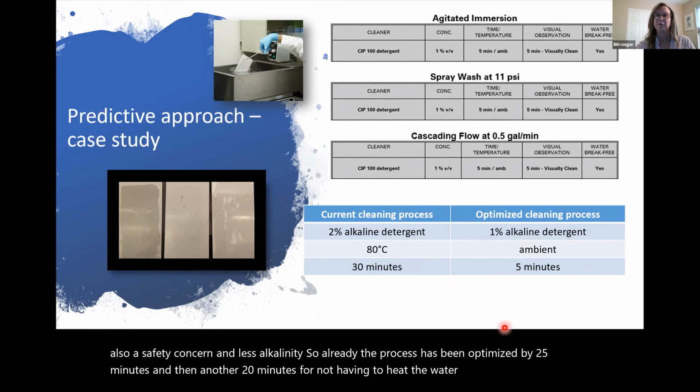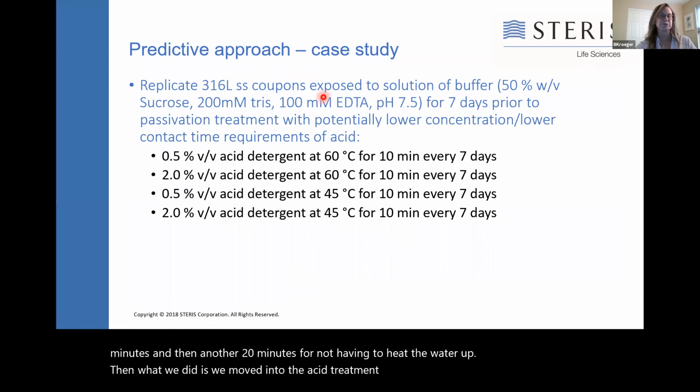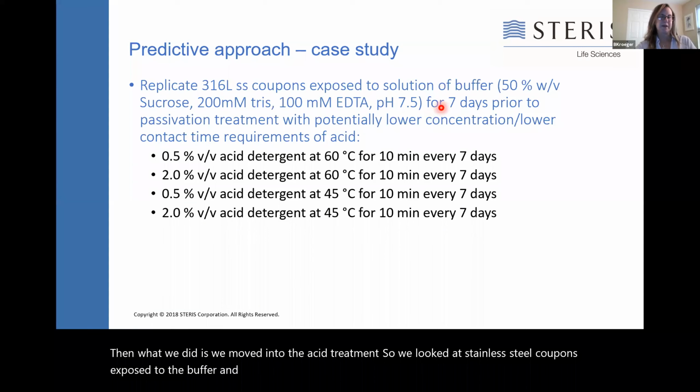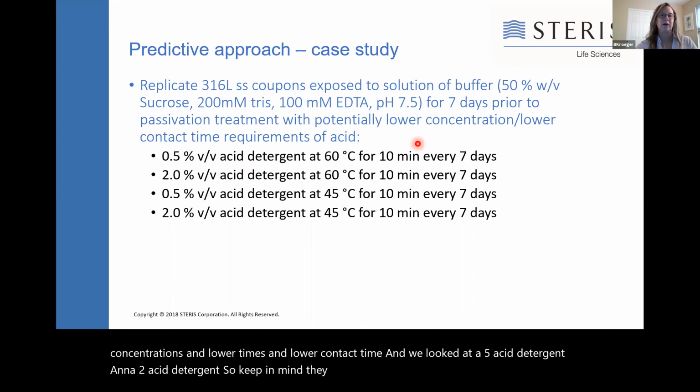Then what we did is we moved into the acid treatment. So we looked at stainless steel coupons exposed to the buffer, and we did a treatment every 7 days and passivated using lower concentrations and lower contact times. And we looked at a 0.5% acid detergent and a 2% acid detergent. So keep in mind they were using a 10%, and then we looked at 10 minutes at the various temperatures.